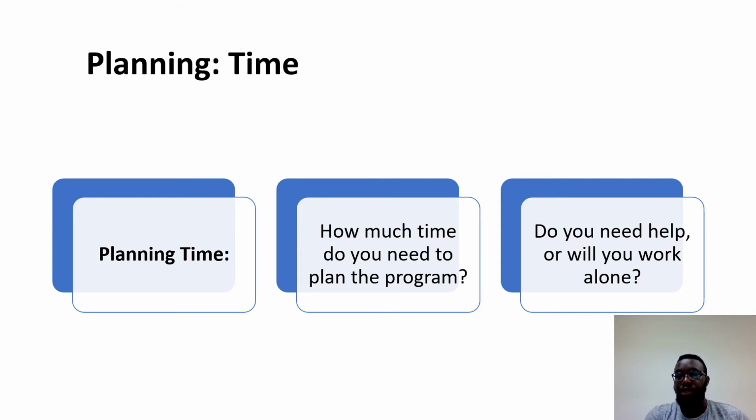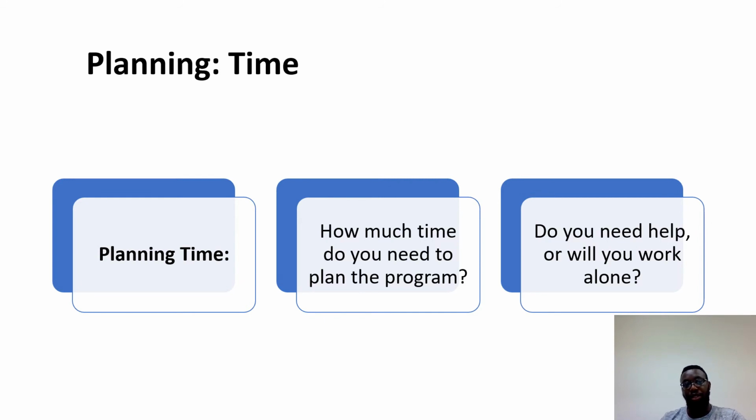And then you also consider if you can plan the program alone, or you need to plan the program with a group, you need help. So for instance, planning alone, it could be that you are the initiator of this program, you want to do it by yourself, and then you sit down and plan the program, and then you begin to think about the people that will help you execute the program.